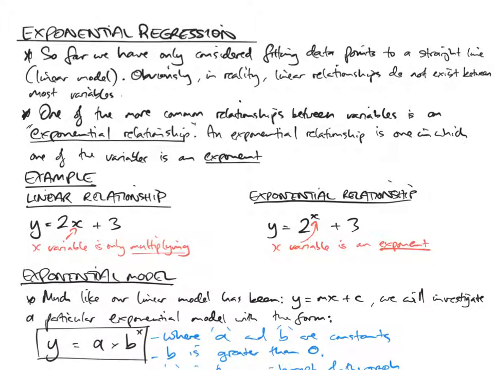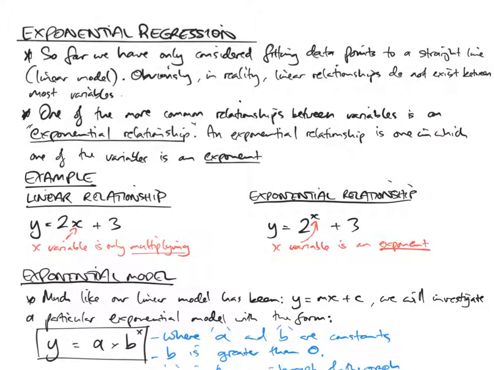This is a video about exponential regression. So far, we've only looked at fitting data points to a straight line, so a linear model. Obviously, in reality, linear relationships won't exist between all variables, and one of the more common relationships between variables is known as an exponential relationship. This is just something that we're required to go over as part of your course, and yes, it's fair enough because it's a common relationship you'll find in nature.